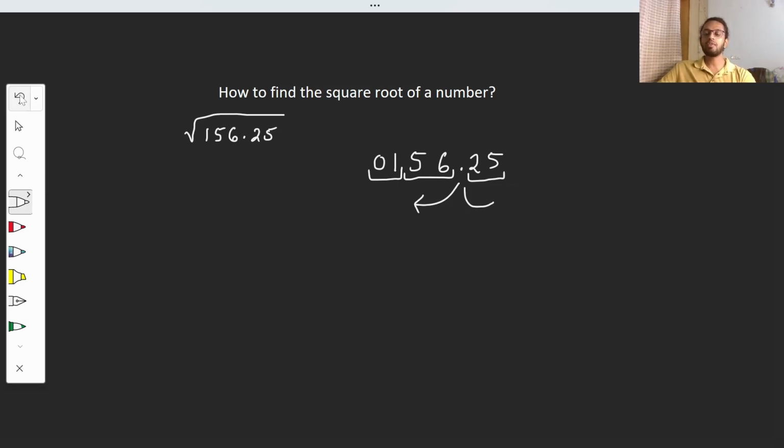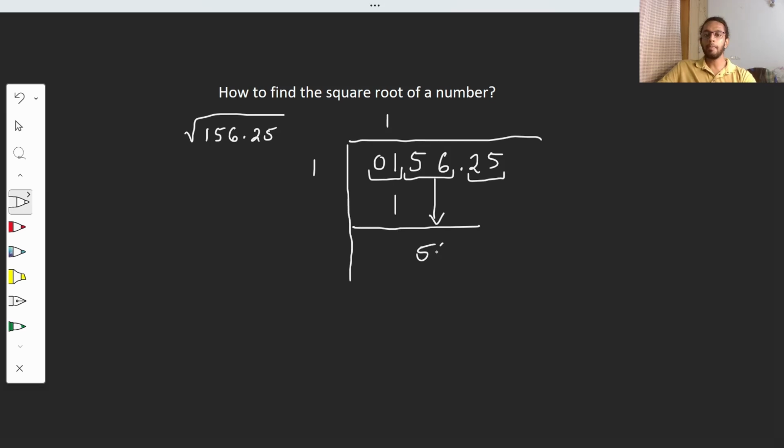Coming back to the question 156.25, after we have paired, we take the first pair, that is 01, and we have to find a number whose square is equal to or less than this number, but it has to be a perfect square. For example, 1 times 1, or 2 times 2, likewise. Here 1 times 1 works, so we write 1 and then they get subtracted, which gives 0, and then we bring down this 56 as a pair. In usual division we bring down one number at a time, but here we bring down a pair at a time.